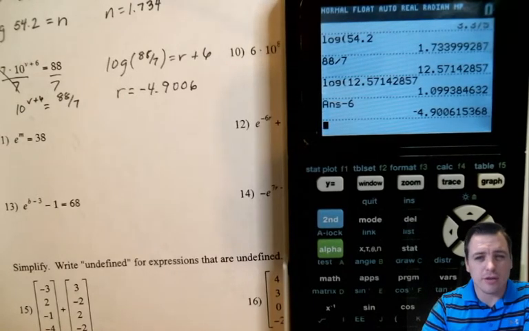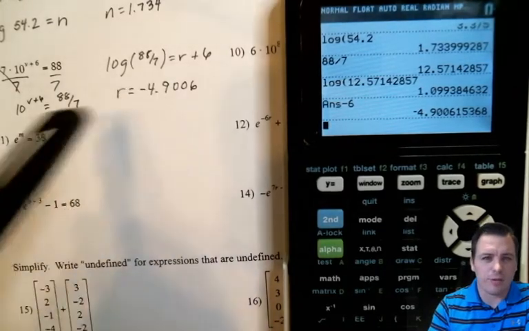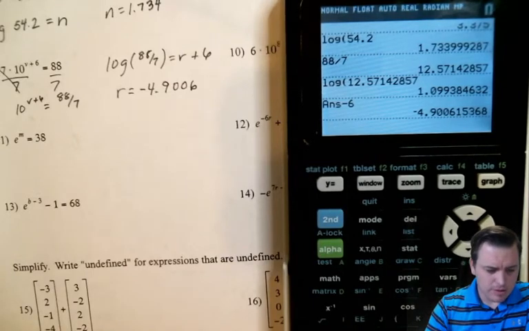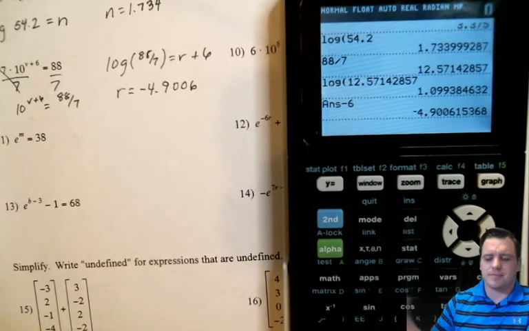Now, on the test, where you'll get tripped up is if I just say negative 4.9. That's not to the 10,000ths. Remember, it's always 4 places past the decimal.